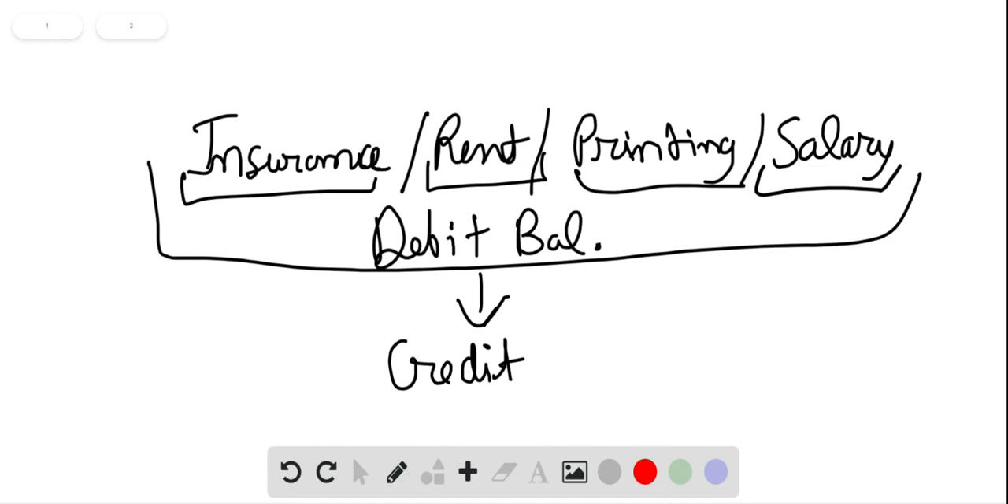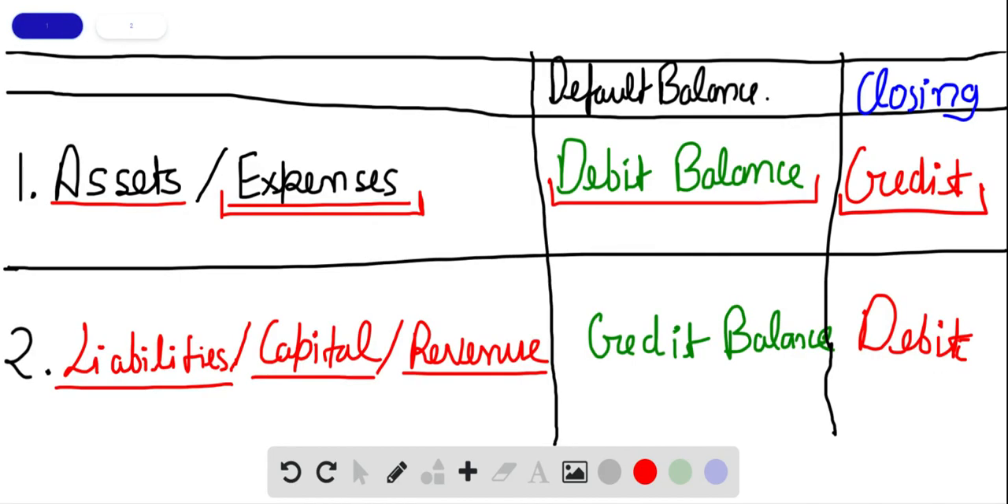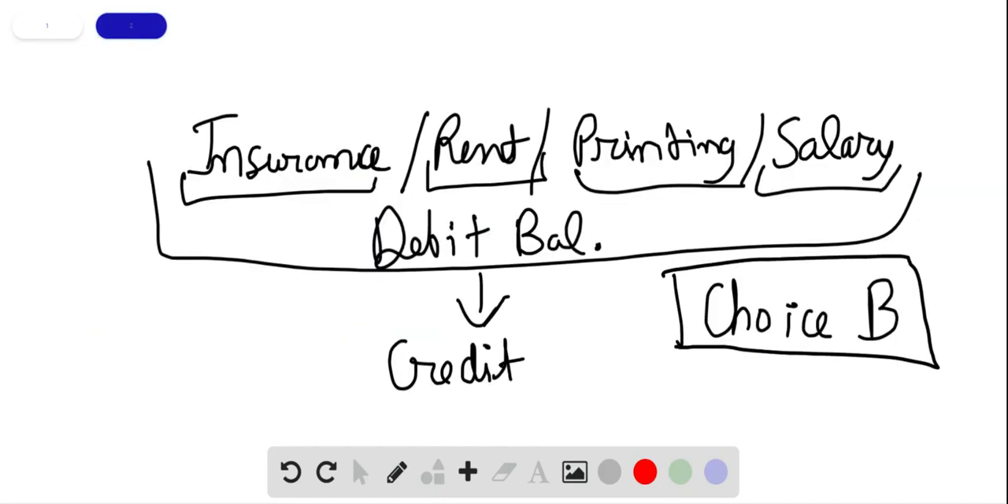So for the current case, the correct choice has been identified as choice B, that is rent expense, because rent expense will be credited to close the rent expense account, and income summary will be debited. That's all for our solution. Choice B is the correct answer.